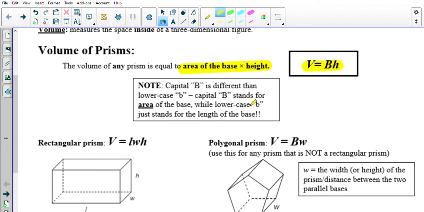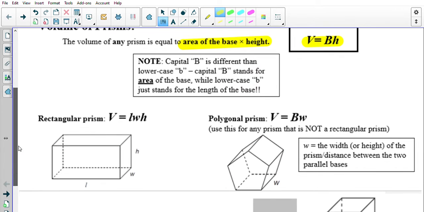When we say capital B, we're talking about the area of whatever the base is. If that's a rectangular prism, the bases would be rectangles. Triangular prism, the bases would be triangles. Hexagonal prism, the bases would be hexagons. So capital B represents the area of the base. Now, there's essentially two different shapes we're going to be looking at, although the second one, the polygonal prism, is broken down into a lot of different shapes. But the first is going to be a rectangular prism.